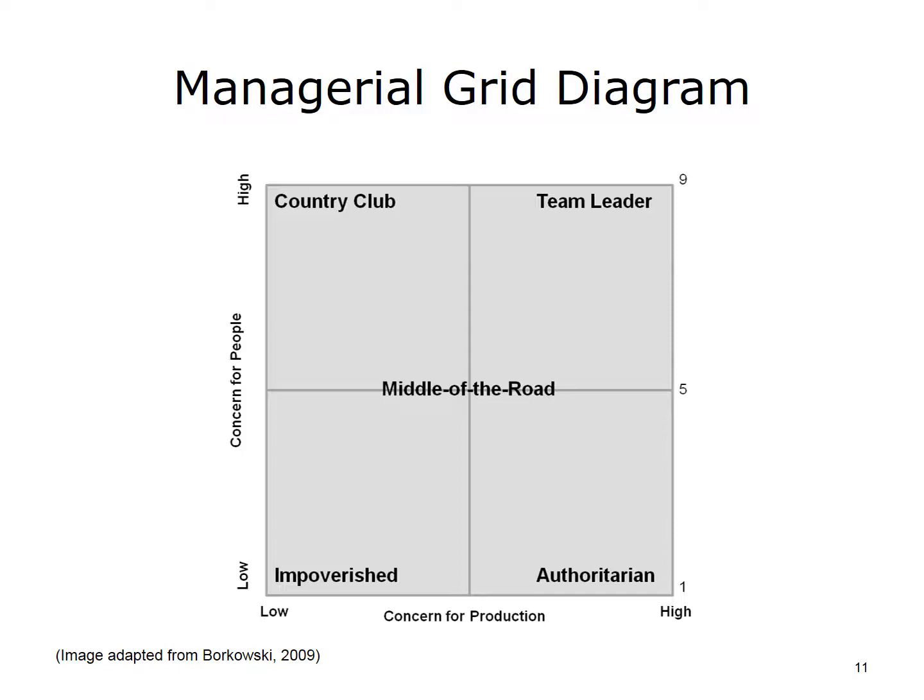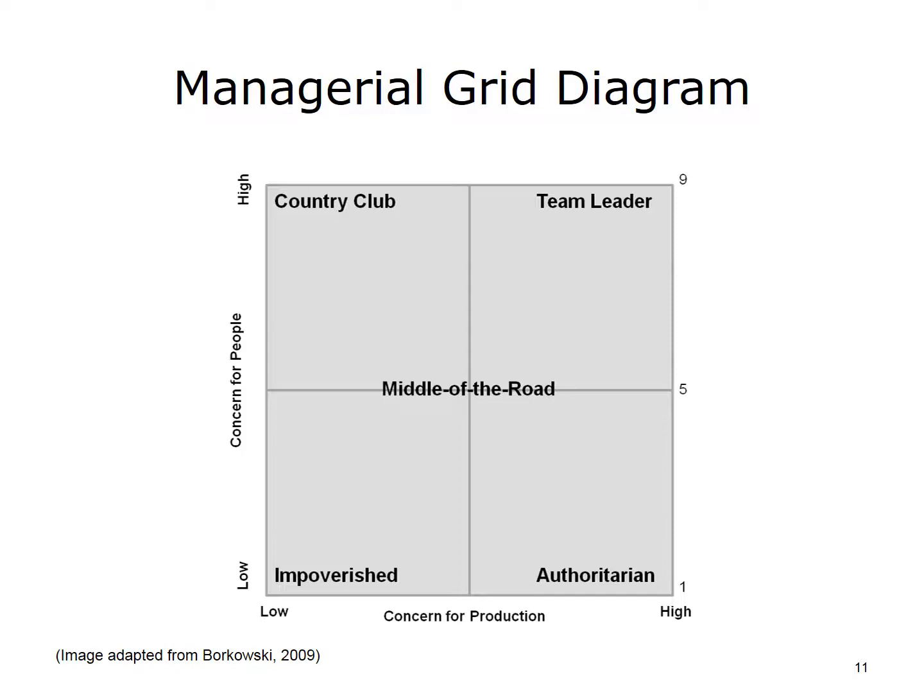Blake and Mouton represent each type of leader on what they call a managerial grid. On this slide, you can see the managerial grid as a whole. It is founded on 2 types of axes. Concern for people is located on the vertical axis, while concern for production is located on the horizontal axis.